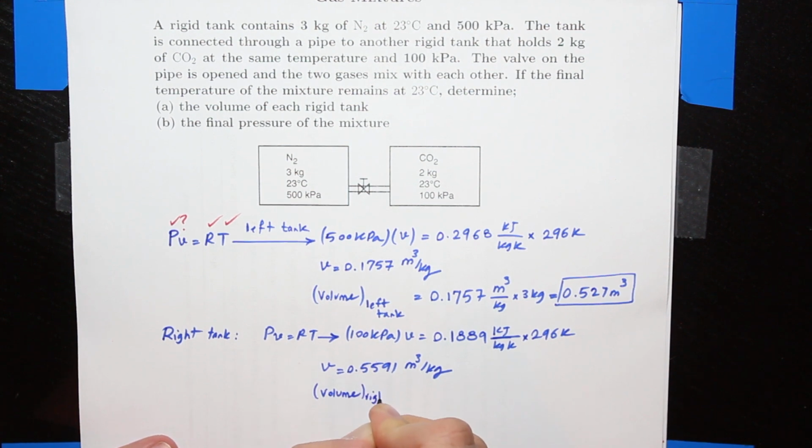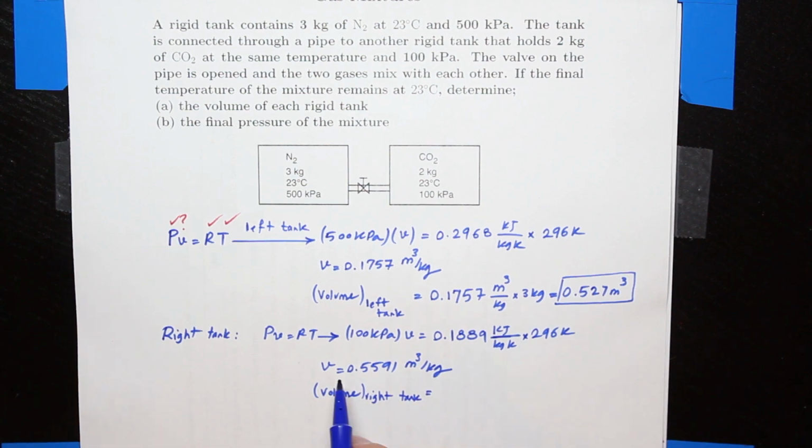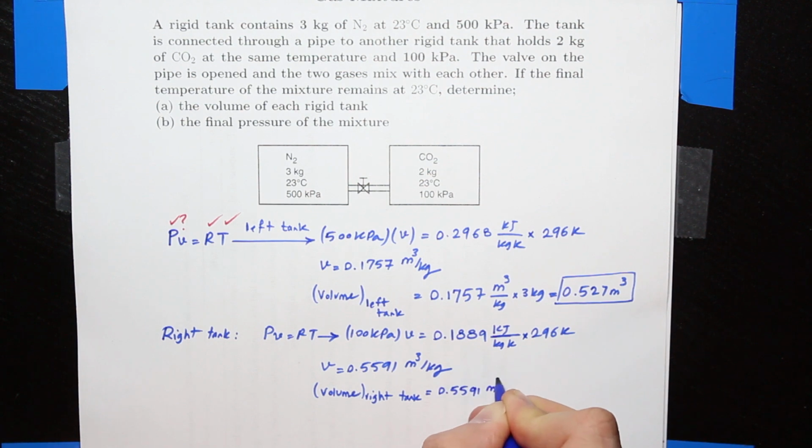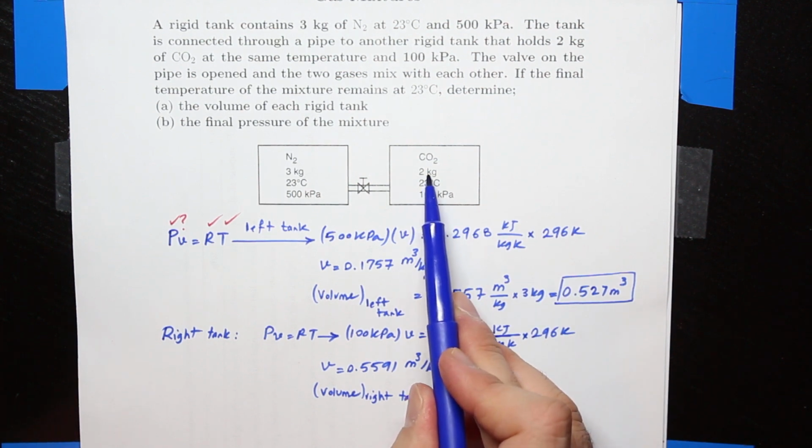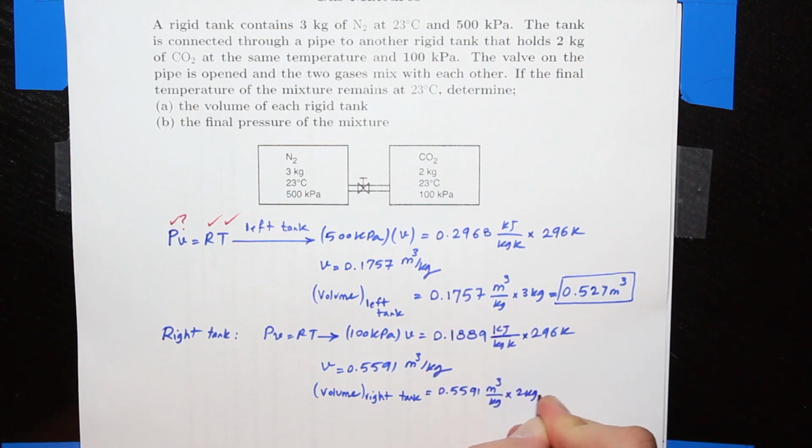And the volume of the right tank becomes the specific volume, 0.5591 meter cube per kilogram, multiplied by the mass of the gas, which is 2 kilogram. So the volume becomes 1.11 meter cube. So this is the volume for the right tank.